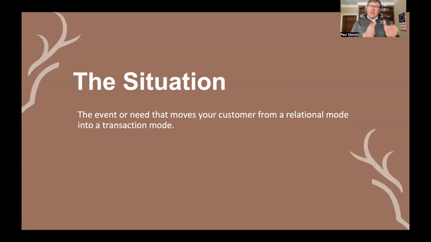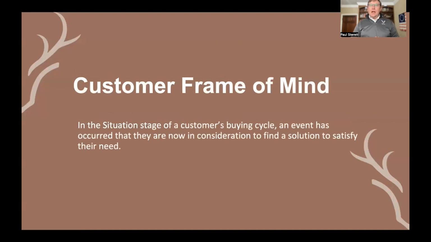So this situation, the second stage in the customer buying cycle, is moving us out of that relational mode and into a transactional mode. The customer's frame of mind in this stage of their buying cycle is that they've experienced something that has triggered them. So a need has been created. It's typically an event. And now they're in a position to start to consider finding a solution for that need, something that's happened.